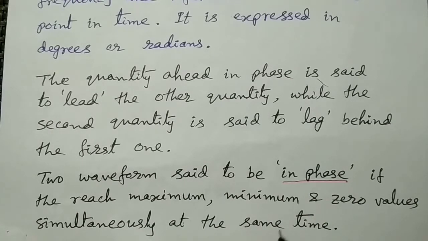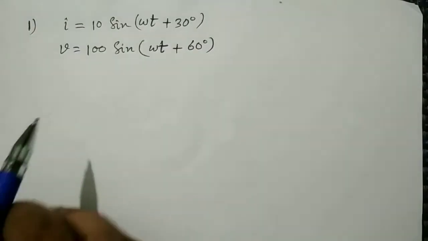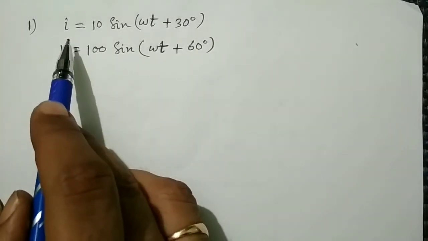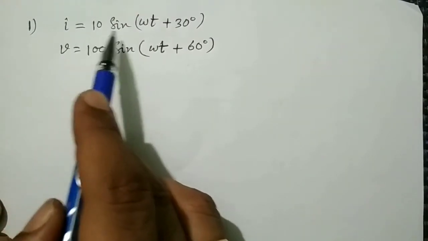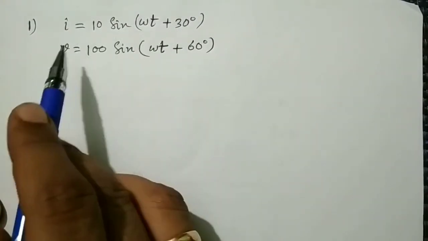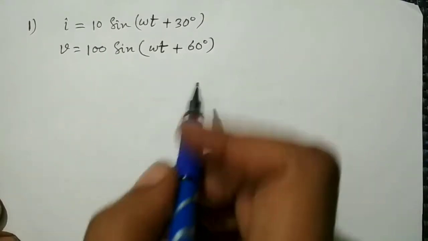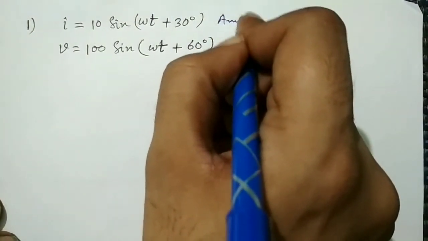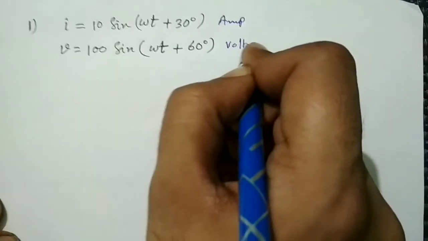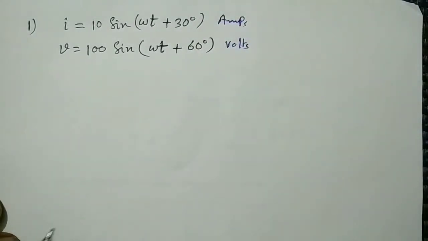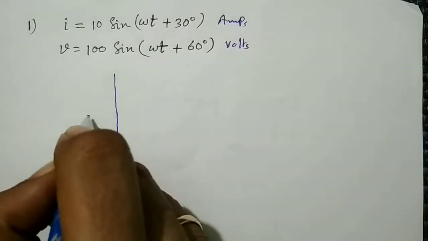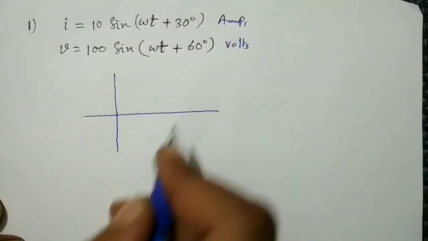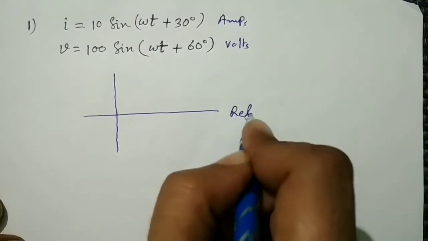So let's discuss all this concept by taking some diagrams. Now consider an alternating voltage and current. It is given by i equals 10 sin(ωt + 30°) and v equals 100 sin(ωt + 60°). The current is in amps and the voltage is in volts. So if we want to draw the phasor diagram, this is the reference line.